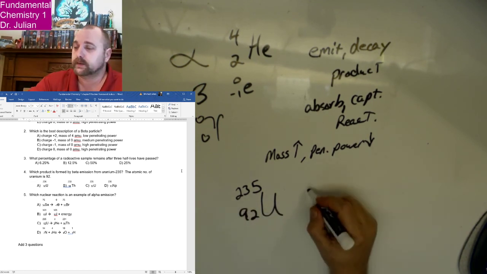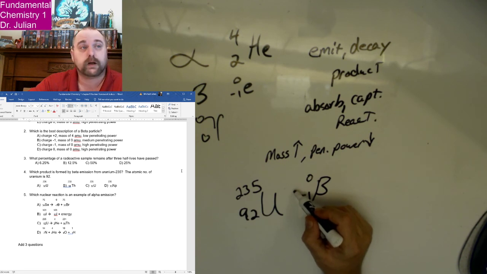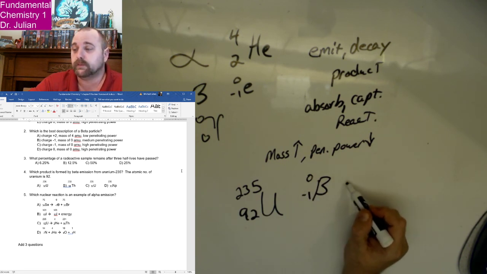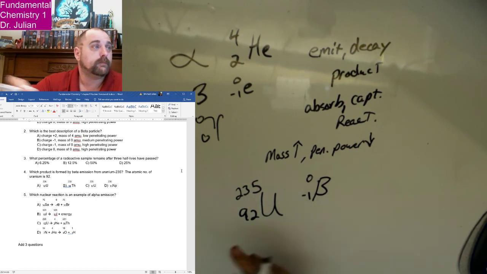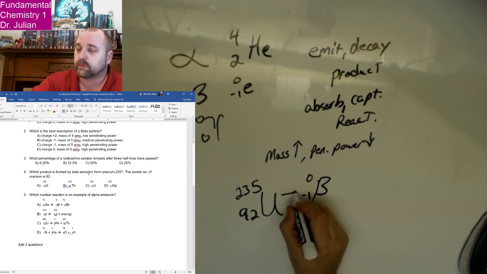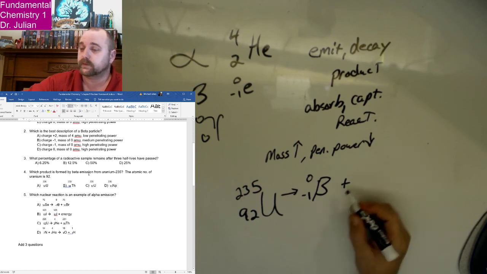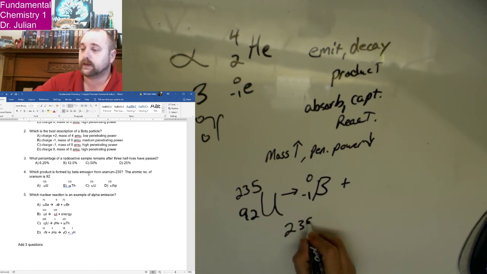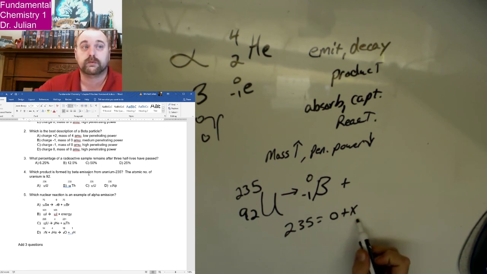And it says beta. So beta, we said, was 0 and -1. Now it's either going to be a product, in which case it's going to be an arrow and then a plus, or it's a reactant, it's a plus and an arrow. So the beta is my noun, and emission and emit, those tell me this is a product. And they are going to want to know what this is. So 235 equals 0 plus x. Make sure you do your algebra.